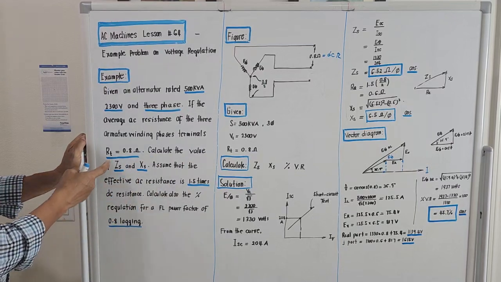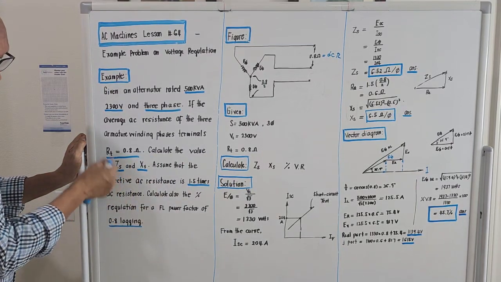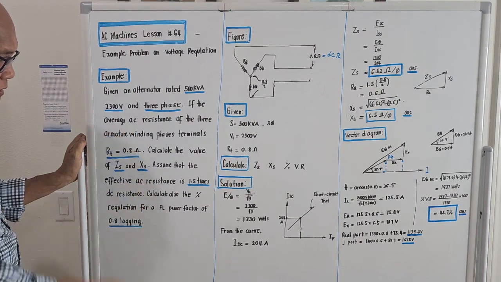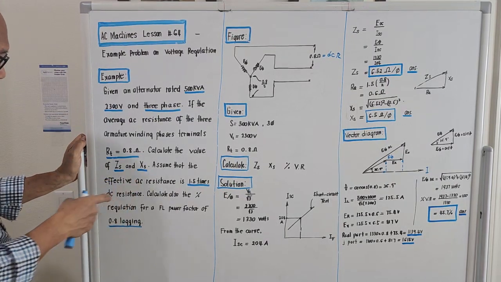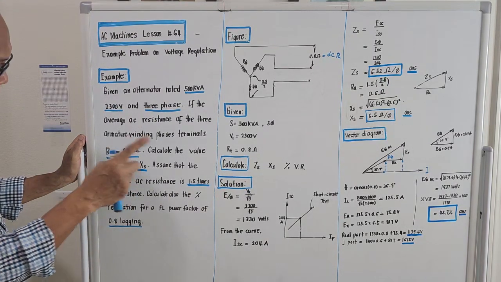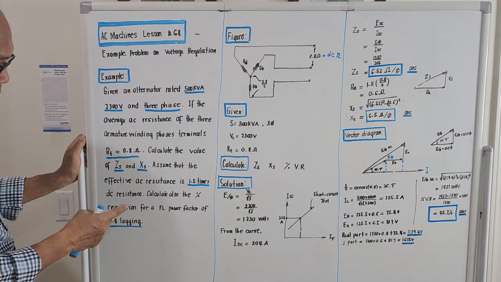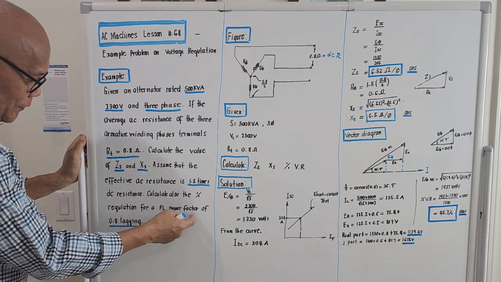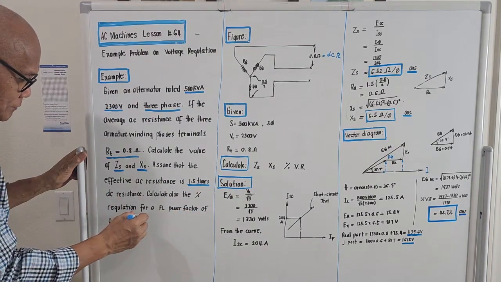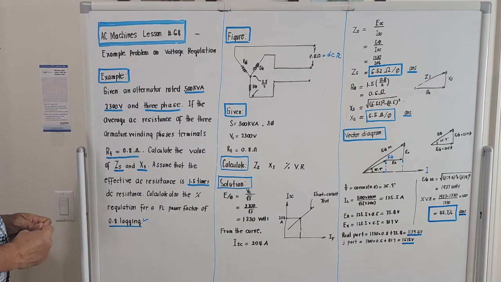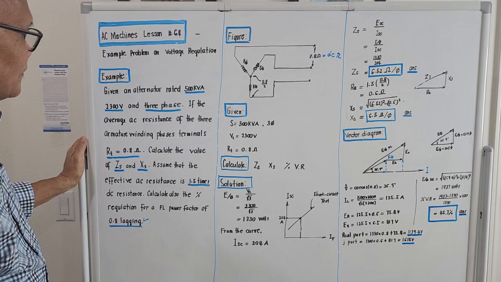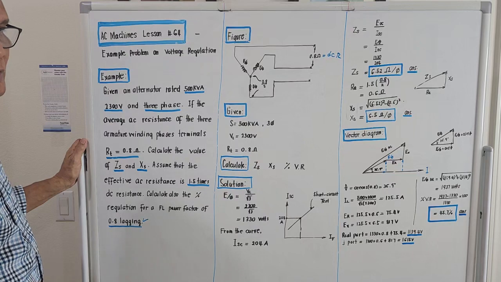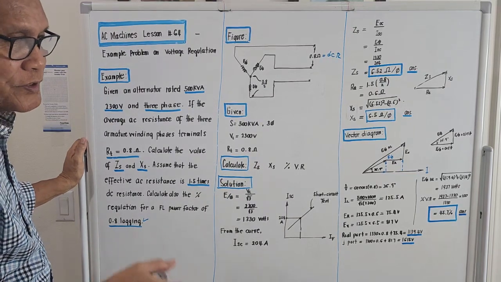Calculate the value of capital letter Z with the subscript S, meaning synchronous impedance, and capital letter X with the subscript S, synchronous reactance. Assume that the effective AC resistance is 1.5 times the DC resistance. Calculate also the percent regulation for a full load power factor of 0.8 lagging. So at the given condition, if the alternator will deliver 500 kVA and the power factor is 0.8 lagging, the problem is asking what will be the percent voltage regulation.